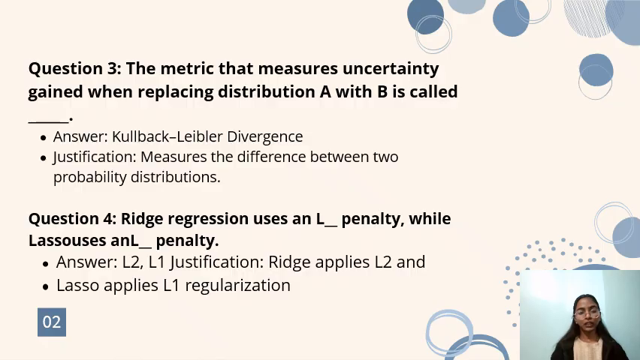Now let's move towards the fourth question, which says that ridge regression uses an L dash penalty while Lasso uses an L dash penalty. This question checks the knowledge of regularization techniques. Ridge applies an L2 norm penalty while Lasso applies an L1 norm penalty to reduce overfitting. So the answer is L2 and L1.